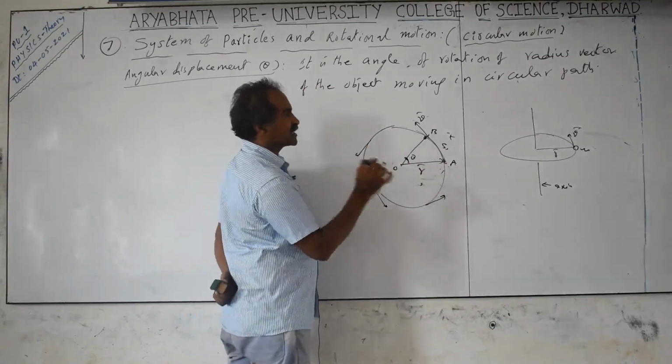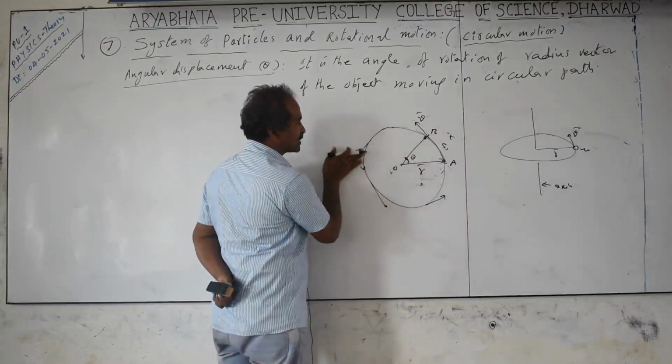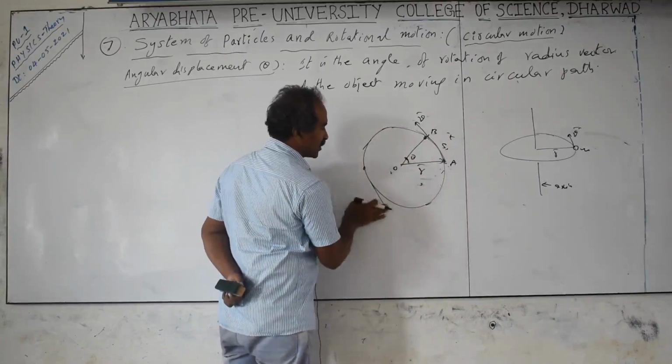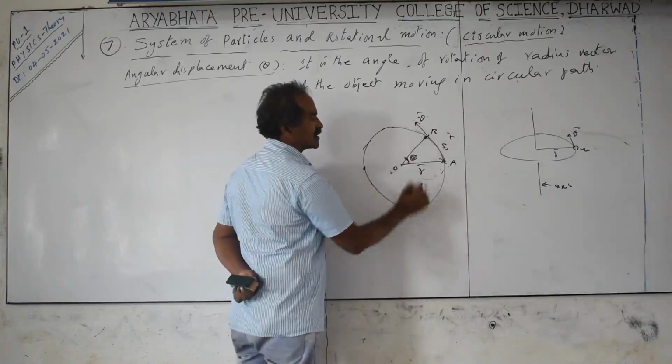So what we consider is the instantaneous velocity. The magnitude of the velocity, we take it as the speed. The speed value may be constant, may not be constant. Direction compulsorily changes when the object is moving in a curved path or in a circular path.